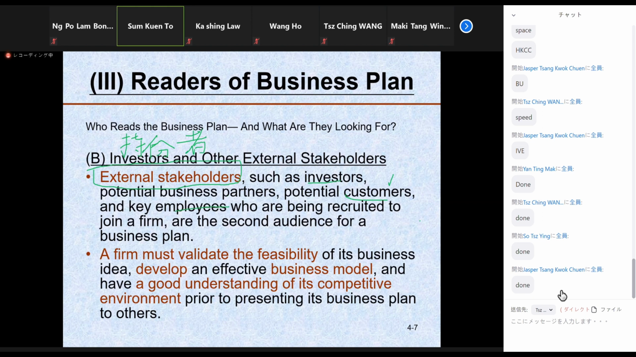And then, of course, where am I here? Chapter 3. In your business plan, you apply what you have learned about the feasibility analysis. Chapter 4, talking about the business model. Chapter 5, earlier part of the lecture, the competitive analysis, and also industry, also chapter 5. All right, so your business plan must include something from chapter 3, 4, and 5. Okay.